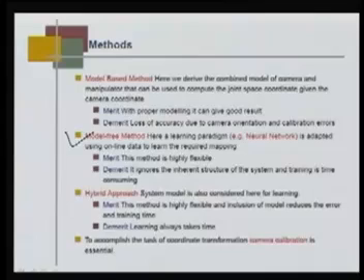So, this method is highly flexible, it ignores the inherent structure of the system, and training is time consuming, that is the demerit. Hybrid approach: system model is also considered here for learning. This method is highly flexible and inclusion of the model reduces the error in training time. Demerit, learning always takes time. To accomplish the task of coordinate transformation, camera calibration is essential.